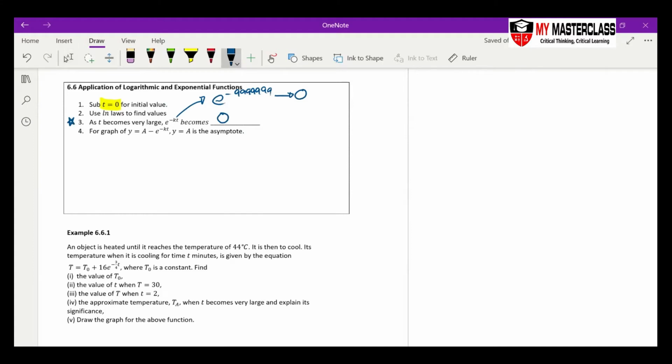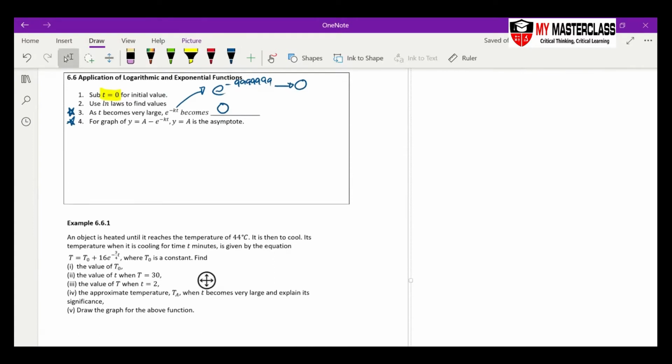Okay, and for the graph, this is also an important one. Always remember that the number in front, the a minus something or the a plus something, is the asymptote.